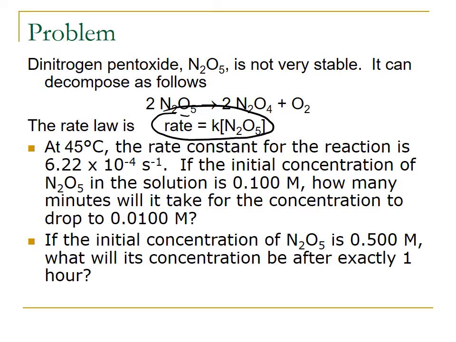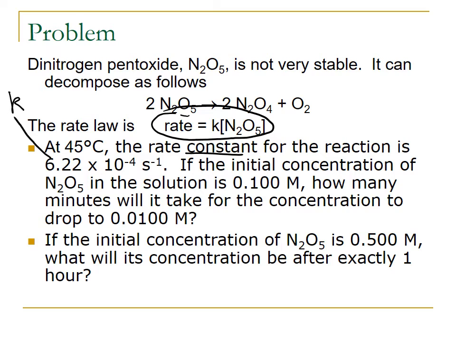At 45 degrees C, now was temperature anywhere in there? No. Now your rate constant, your k, will depend on what the temperature is, but we're not going to use that in the equation. The rate constant for this reaction is 6.22 times 10 to the negative 4th seconds to the negative 1. Rate constant, that means that this is going to be your k.